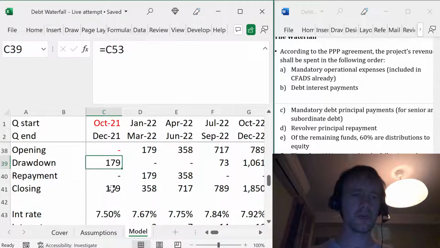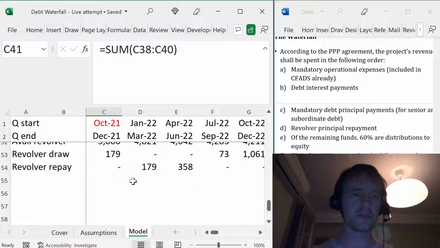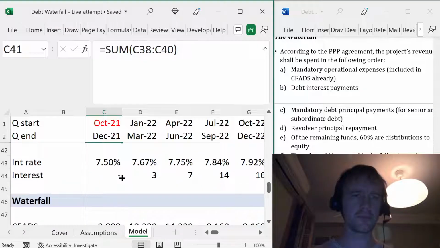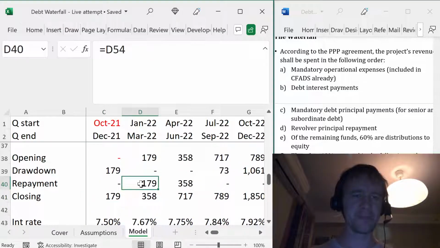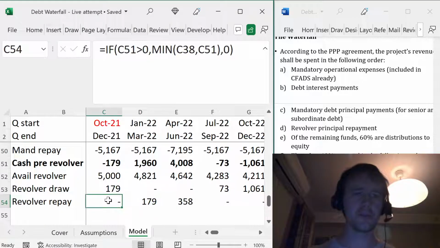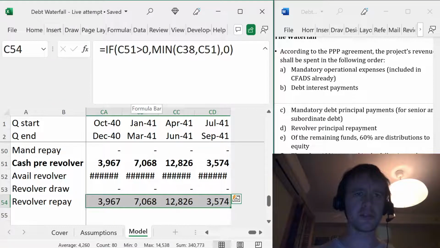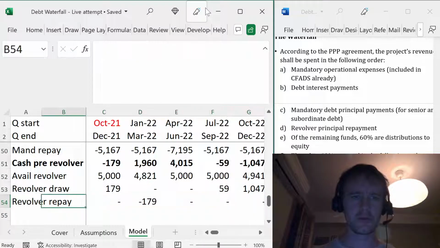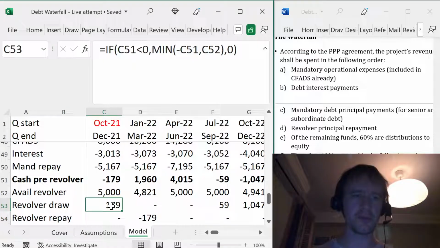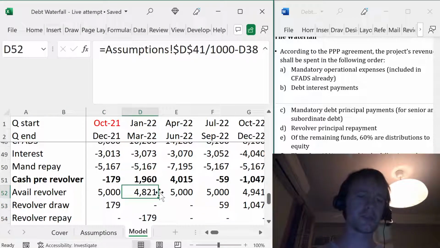So we need 179 to meet our payments, so we draw that down. We repay nothing. That's all good. And then next period, we should be paying 179 back. Okay, this is what's going on. I should have made this a negative sign. So now it should balance out. So let's step through it bit by bit. We draw 179, so you can see there's 179 less available to draw in the next period.